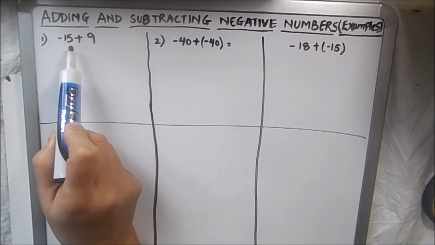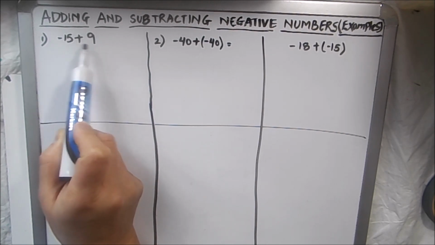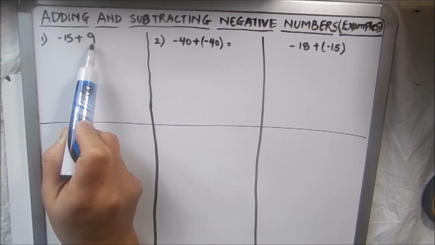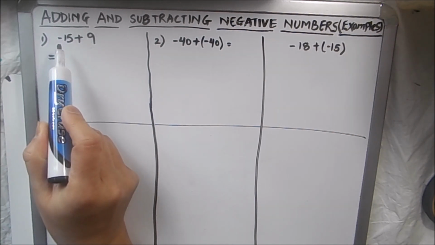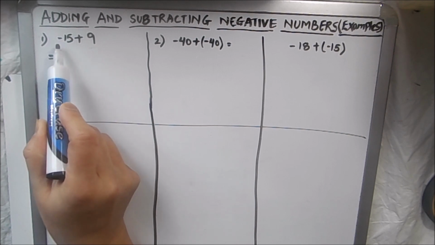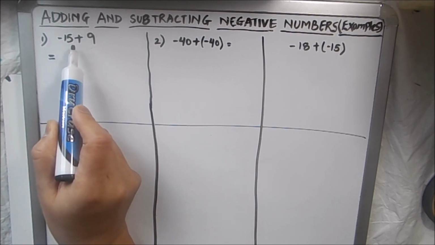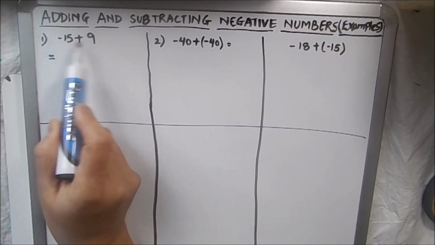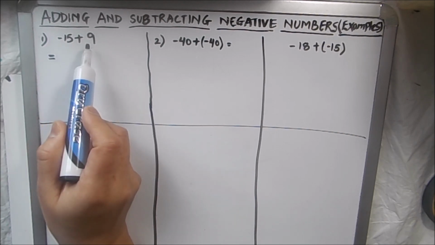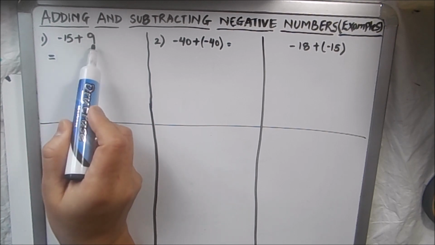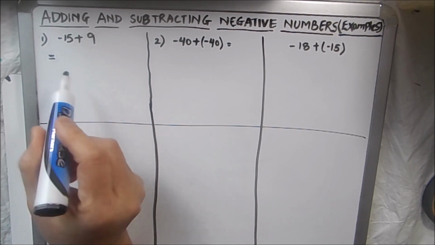First one is minus 15 plus 9. So here minus 15 is a negative number and we are adding a positive number to it. Here we see that the signs are positive and negative. When the signs of the numbers are different or opposite, then the operation between the two numbers is subtraction. So we'll do 15 minus 9, which is 6.